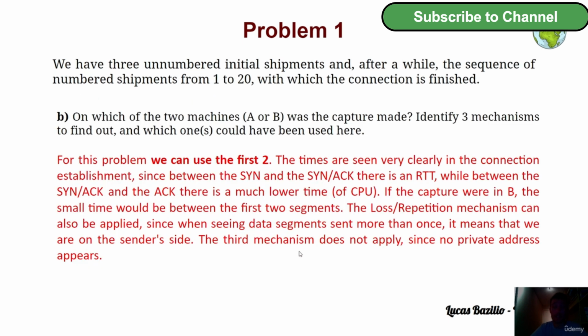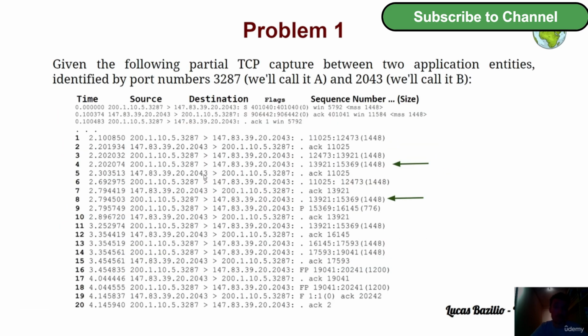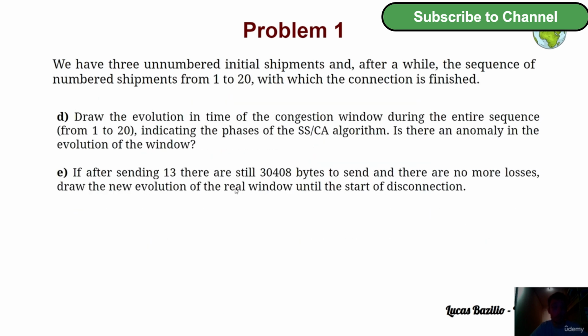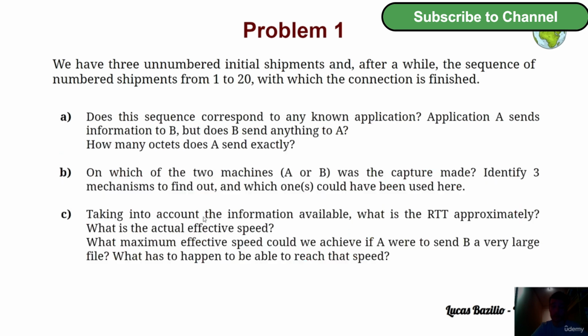Finally, the third mechanism, as we discussed before, cannot be applied in this case, since we have no private addresses appearing in this tcpdump. As we can see in this trace, all of the addresses are public addresses, so we cannot apply this third mechanism. But we can apply the first two, and with both mechanisms, of course, we arrive at the same conclusion, that the capture was made in machine A. Very well, with this, we end the solution to question B of problem 1.